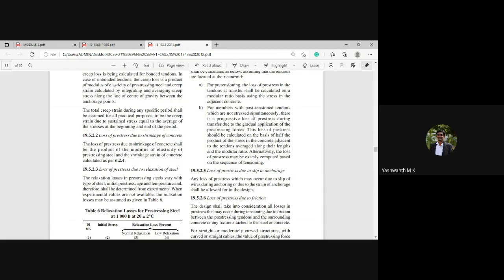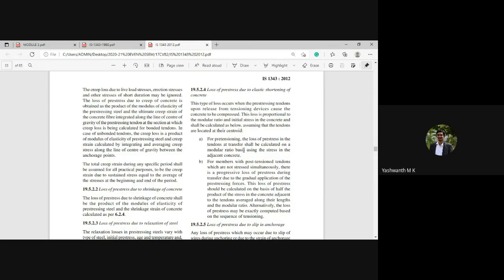The same formula as the pre-tension. But if the cables that have been put inside the concrete are tensioned simultaneously, instead of successive or one-by-one tensioning, then there will be no loss of pre-stress due to elastic shortening of concrete in the case of post-tensioning. It will be zero. So you need to be very careful. This is regarding your loss of pre-stress due to elastic shortening.